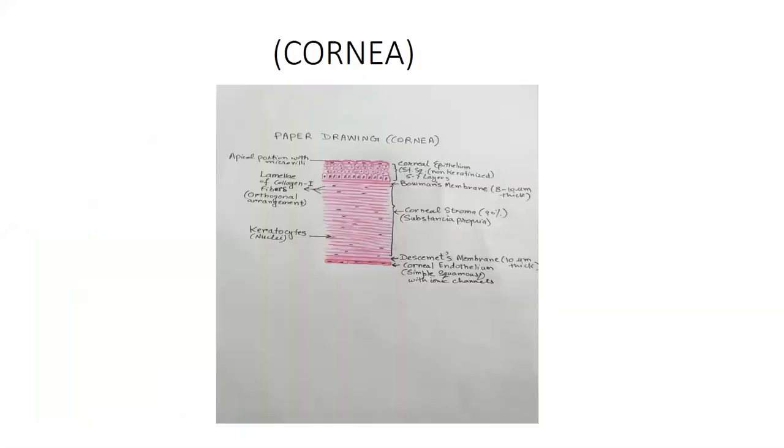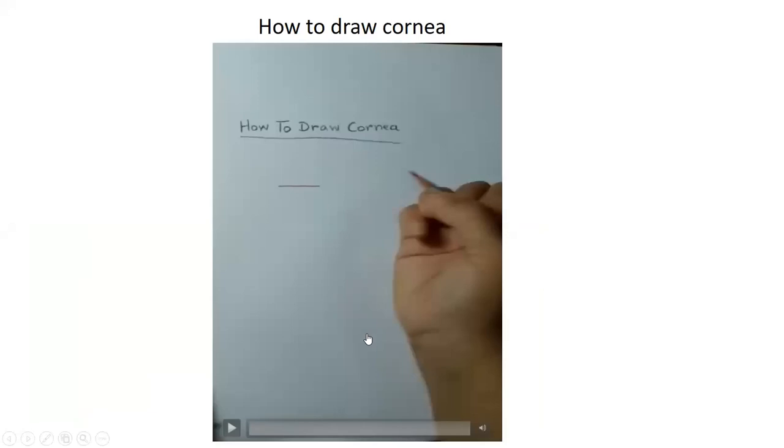Next comes the cornea. So this is basically a hand drawn picture of the cornea. You will draw in your sketchbooks or the practical copies like this. So I just explained you, and after that I will show you how to draw.